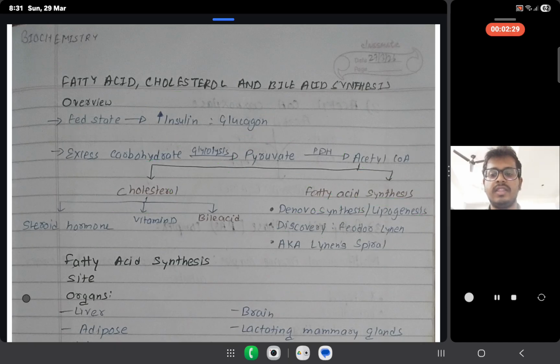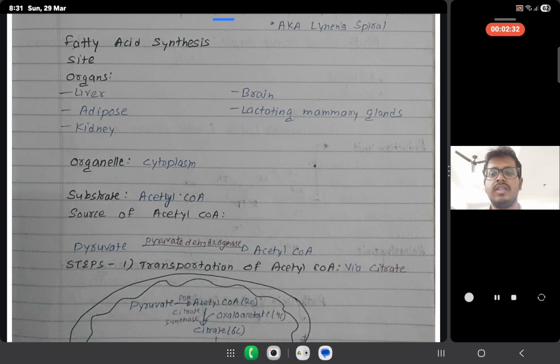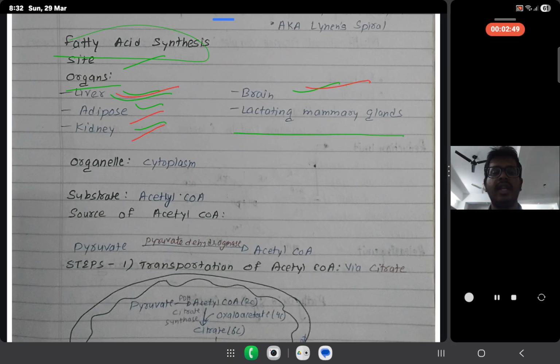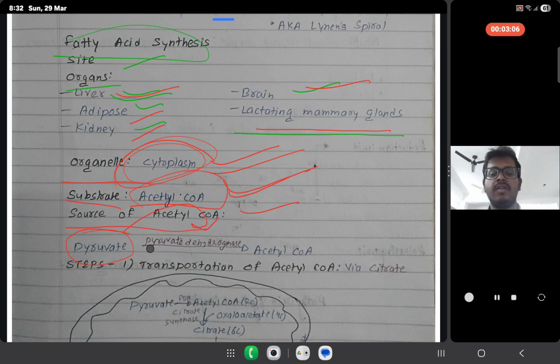Now we'll talk about fatty acid synthesis. The sites are the organs: liver, adipose tissue, kidney, brain, and lactating mammary gland. Our main site is the liver. Now the organelle, where it happens, is the cytoplasm. The substrate is acetyl coenzyme A. The source of acetyl coenzyme A is pyruvate, which in presence of pyruvate dehydrogenase is converted to acetyl coenzyme A.